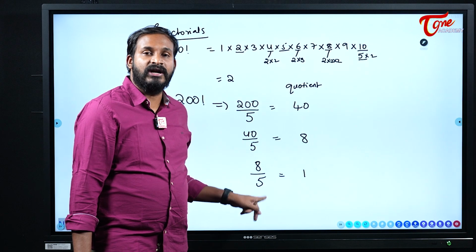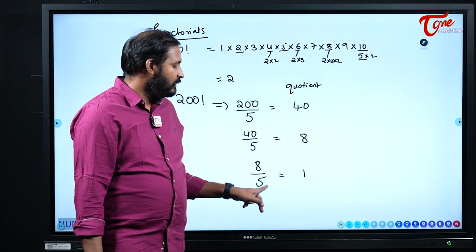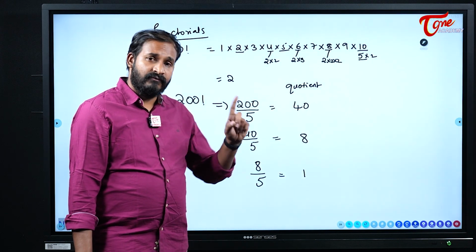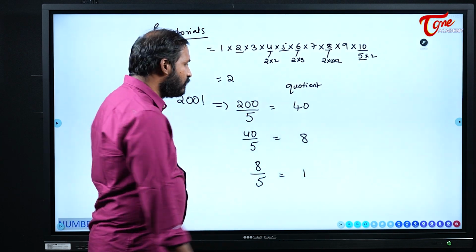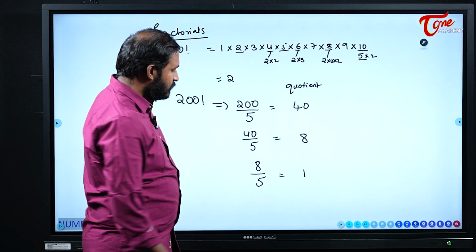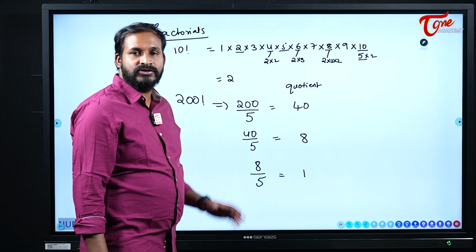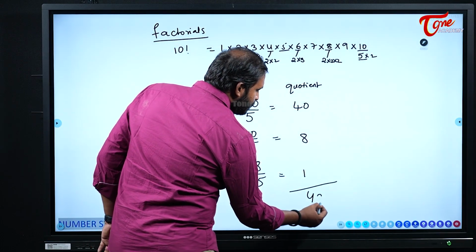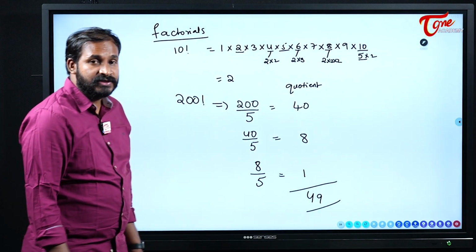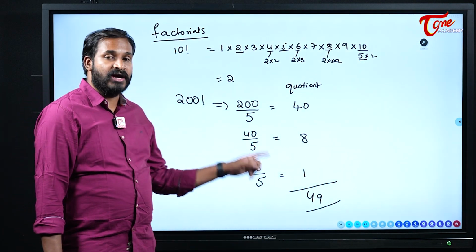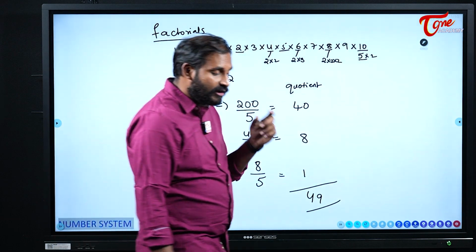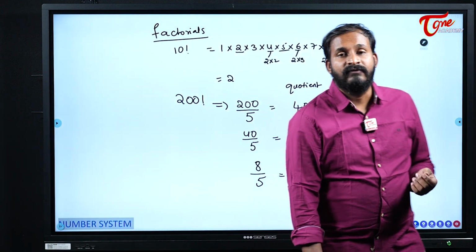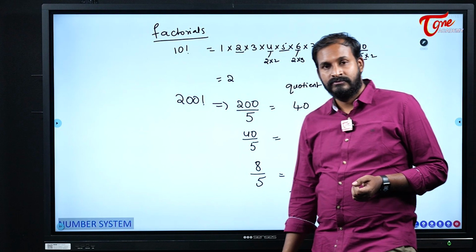Actually 8 is not exactly divisible by 5, but in 8 we will have 1 as a quotient. So, 40, 8 and 1. Now, you got a value less than 5, right? So, stop your process here itself. So, the number of zeros in 200 factorial is 49 zeros. That means at the end of 200 factorial, we get 49 zeros.